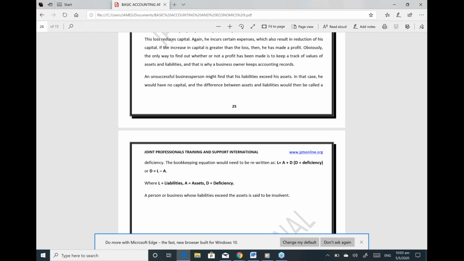And the difference between asset and liability would then be called a deficiency. That means your liability is more than your capital. Then what you get there is called deficiency or loss. So now look at the equation here. The bookkeeping equation would need to be rewritten as liability is equal to your assets plus your deficiency. That is, D is equal to L minus A, where L is your liability, A is your asset, and D is equal to the deficiency.